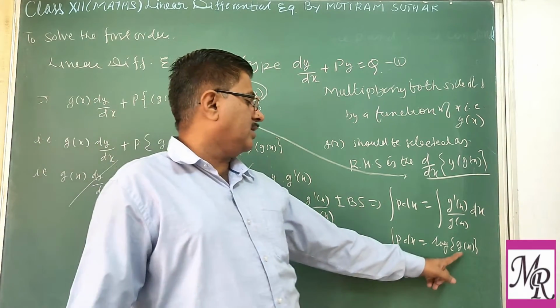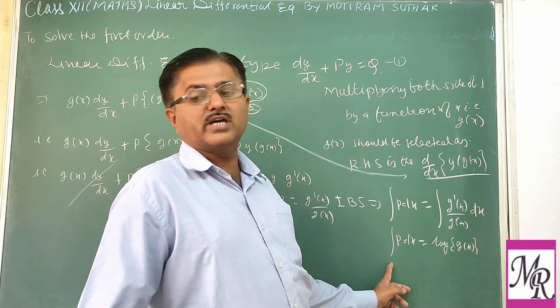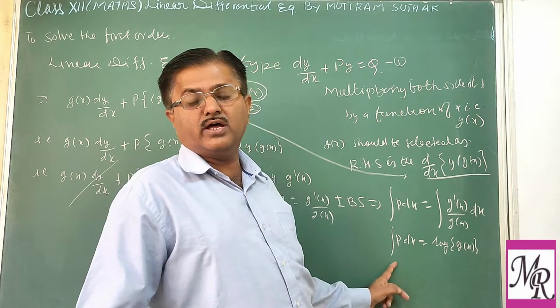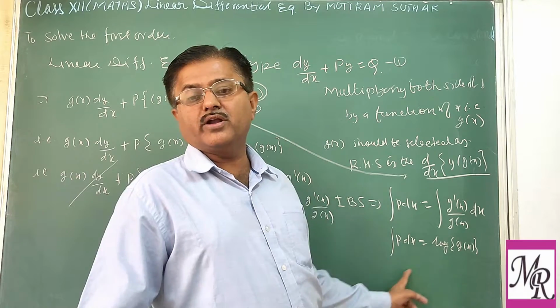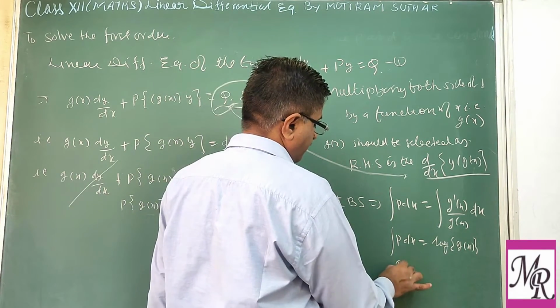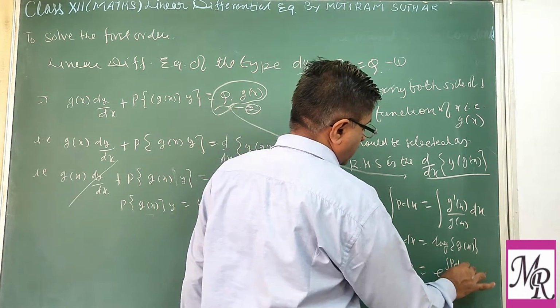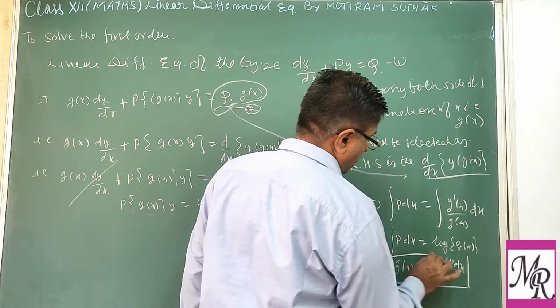So if you want to find the value of g(x), then this log will move to the other side. When we move log to the other side, log converts into exponential. So what we get? g(x) equal to e power integration of p dx. So this is the value of g(x).